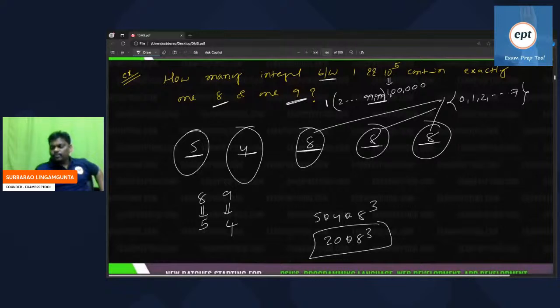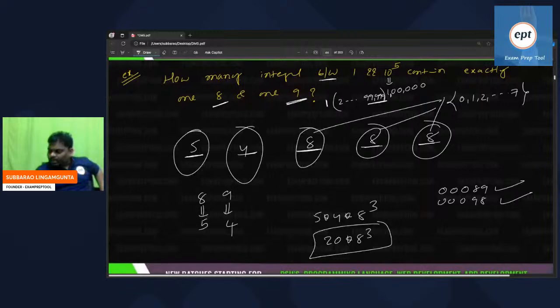Now I think some people are asking, sir, how many numbers contain exactly one 8 and one 9? It may be 8 9, with the first 3 places 0. It may be 9 8. So I have taken care of 2-digit numbers also. Whenever the initial 3 places are 0, 2-digit numbers will come. 8 9 also, 9 8 also.